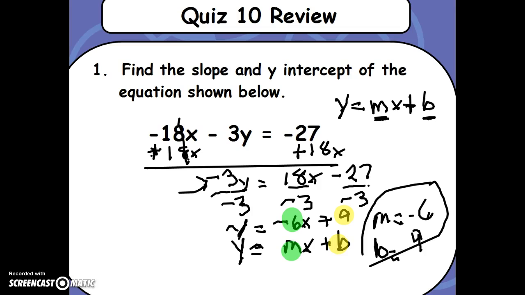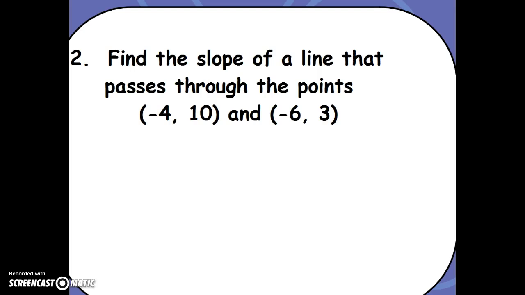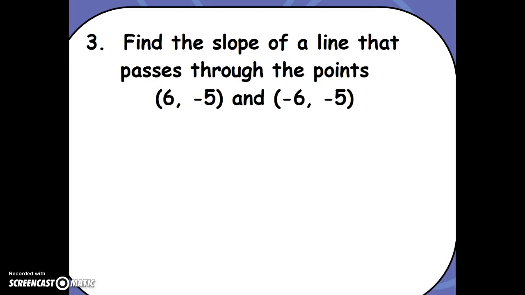All right, next question. Find the slope of a line that passes through the points negative 4, 10 and negative 6, 3. I'm going to go ahead and skip that one so that I do not run out of time. And we're going to go to the next one. Find the slope of a line that passes through the points 6, negative 5 and negative 6, negative 5.